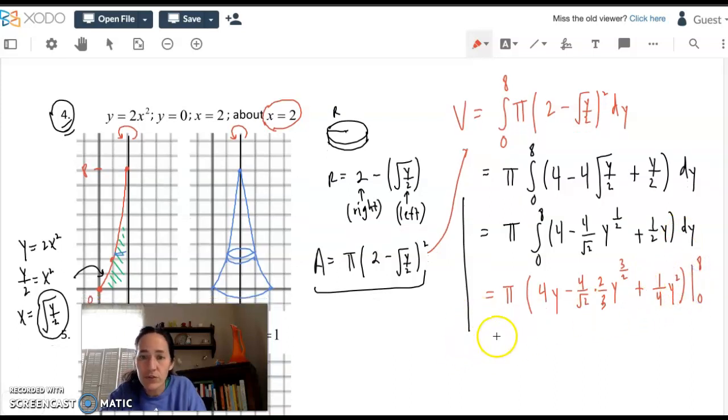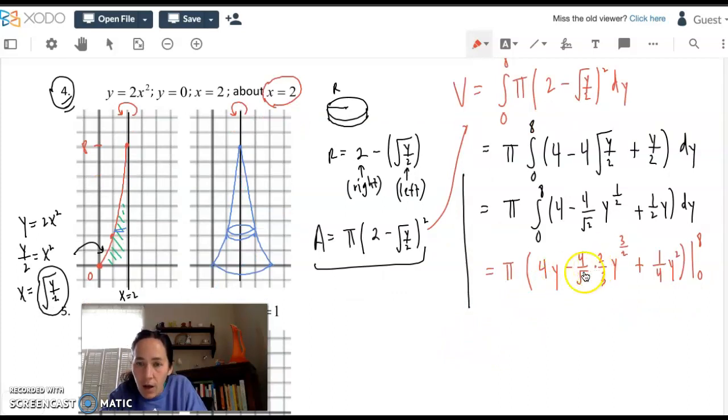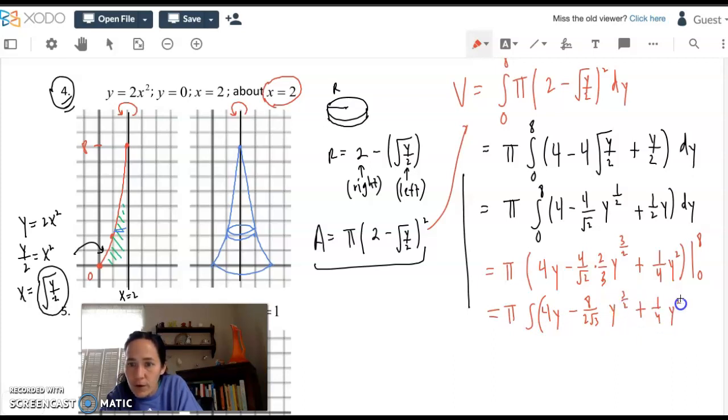The calculator can really help you with the plug-in here. That middle term can be rewritten with an 8 on top. So we could write this as pi. We'll say 4y, that can stay, minus, how about 8 over 2 root 3? That can all go into the calculator, y to the 3/2, and then plus 1/4 y squared.